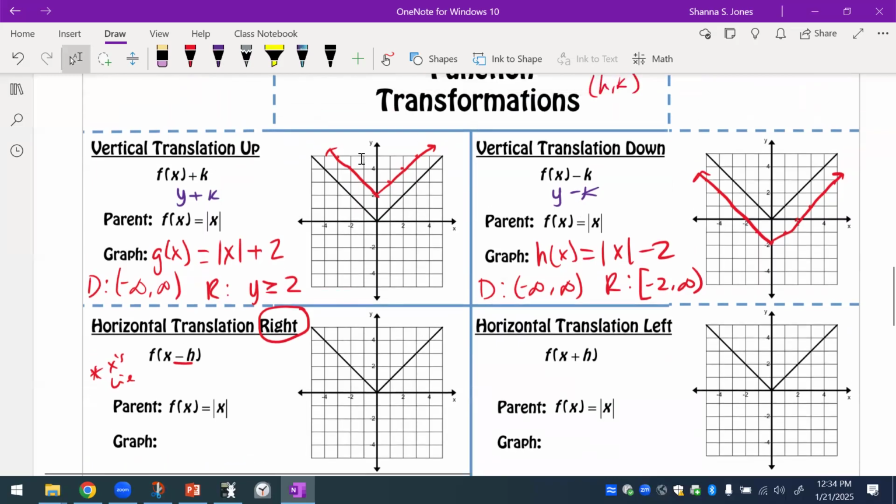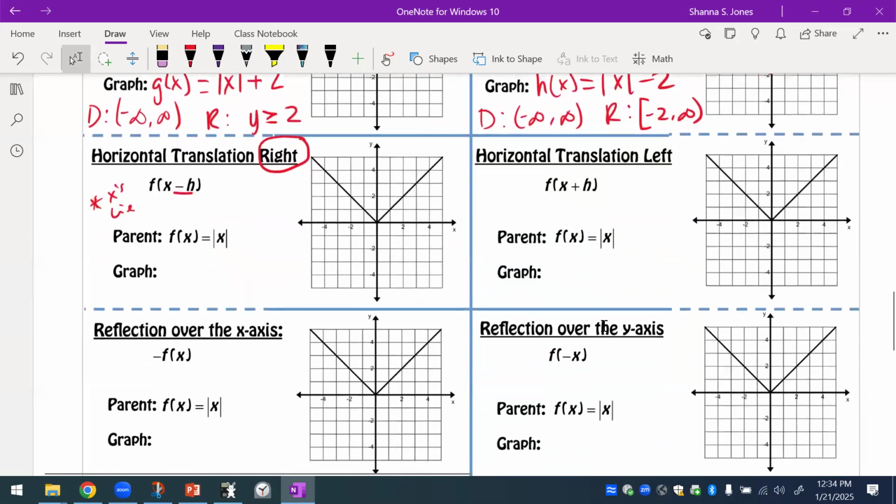So to each y value, notice we added 2, right? To each y value, we subtracted 2. Okay? Because x's are liars, what's actually happening here is to each of your x values, you're actually adding whatever h is. So to each of the x values, you are actually adding h, which is why it's going to the right.